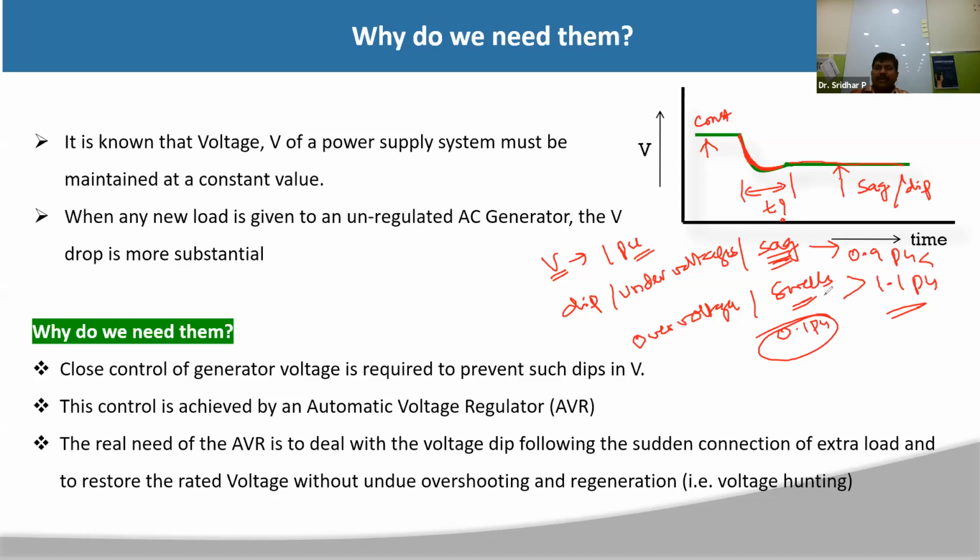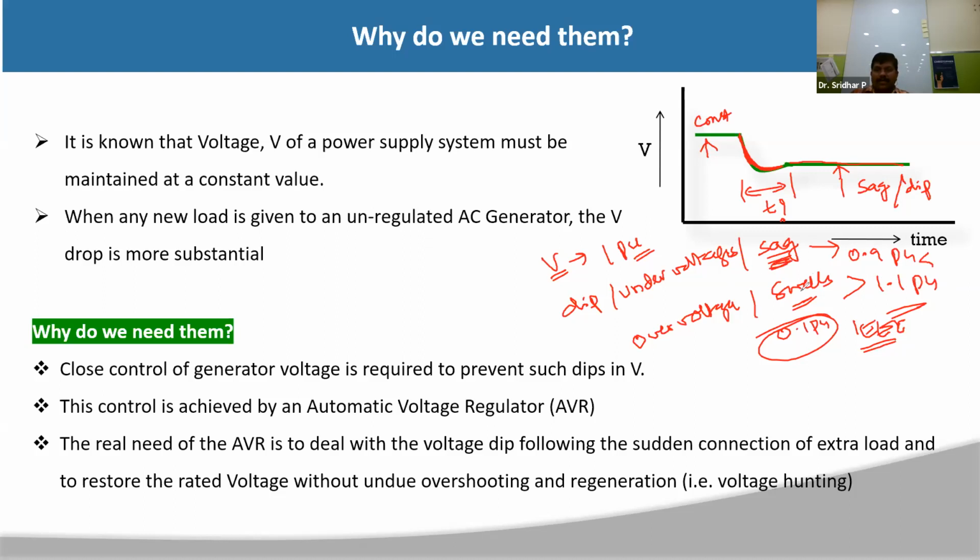Now, what is a swell? As per the IEEE standards, if the voltage is greater than 1.1 per unit for 1 minute, then this is called a swell or over voltage. The next one is under voltages or sags. If the voltage is less than 0.9 per unit, this is IEEE standards I am telling you, for 1 minute, then this is called a sag.